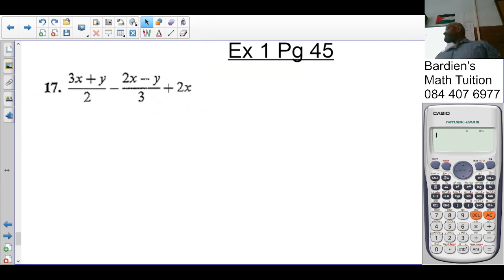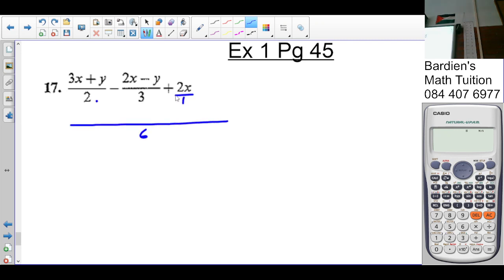Right, number 17. We said 6. 6 is the LCM, not so? We times that by 3. So it's 3x plus y, times that by 2. So it's 2x minus y, times that by 6. So it's 2x. So what do we do now? Brackets, get rid of the brackets.